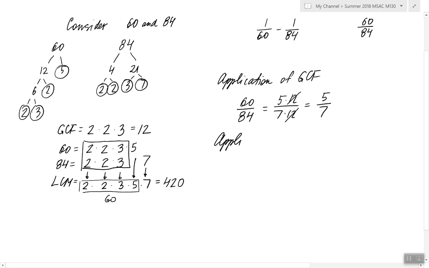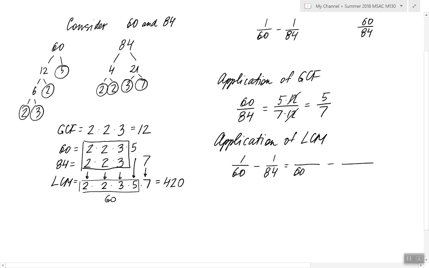Now, how do we apply LCM? We apply LCM when adding or subtracting fractions, such as in this example. We can only add and subtract fractions with the same denominator. Now, you can choose any common multiple of 60 and 84 to be your new denominator. However, choosing the smallest one has certain advantages. It allows you to avoid working with large numbers. So we're going to choose the new denominator to be the LCM, which is 420.